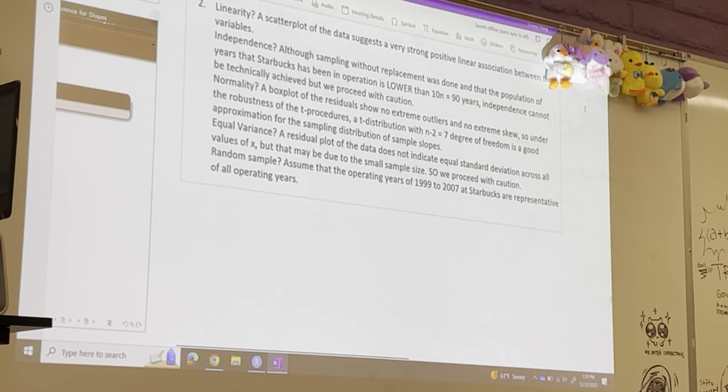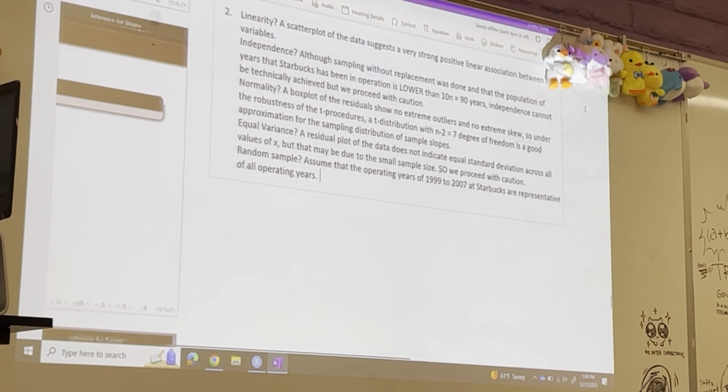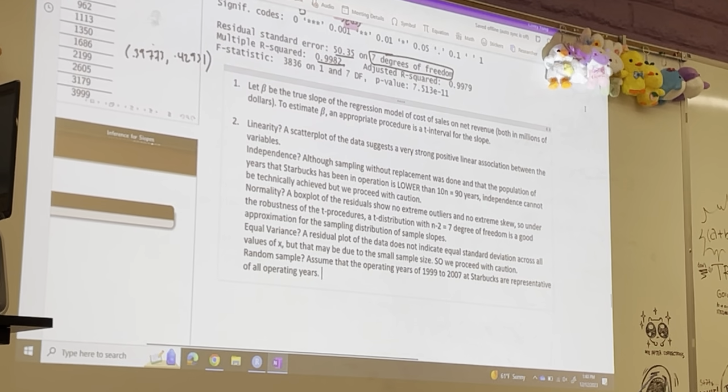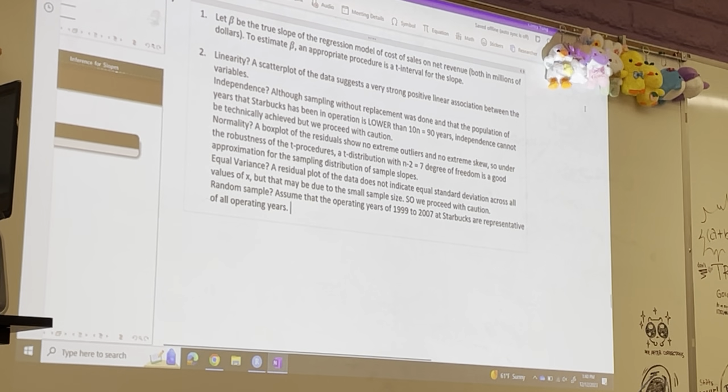It's not like they chose random years, right? They said we're just going to take the years from 1999 to 2007. They took a chunk of years. We're just going to have to say that we're going to assume that they are representative. All right. So the conditions, obviously not pretty, but they are checked. Okay. And then now we're going to move on to the third thing, which is the calculation.